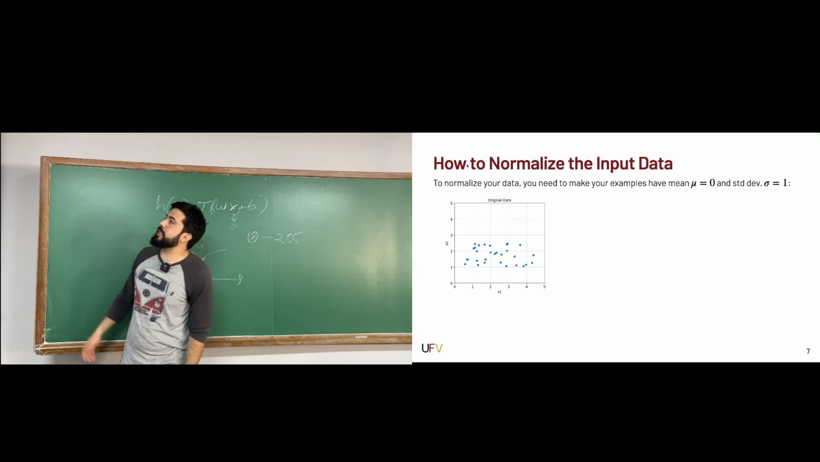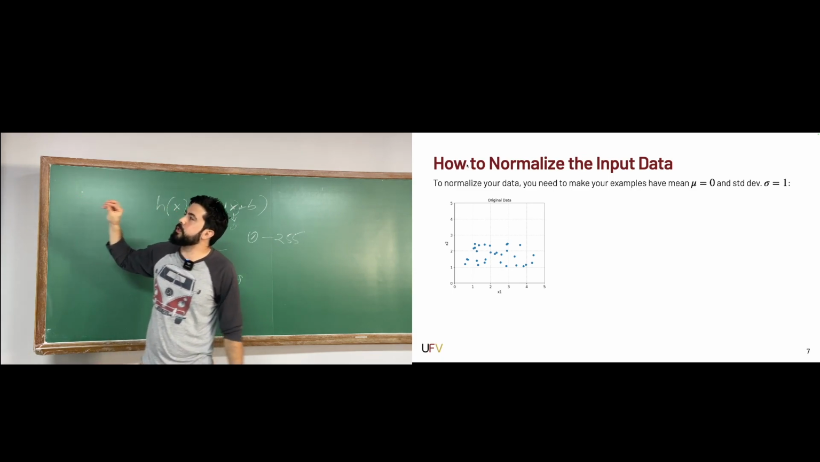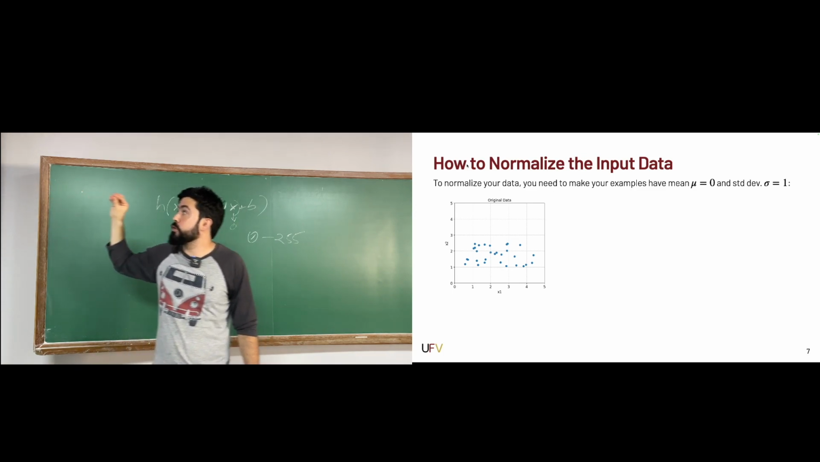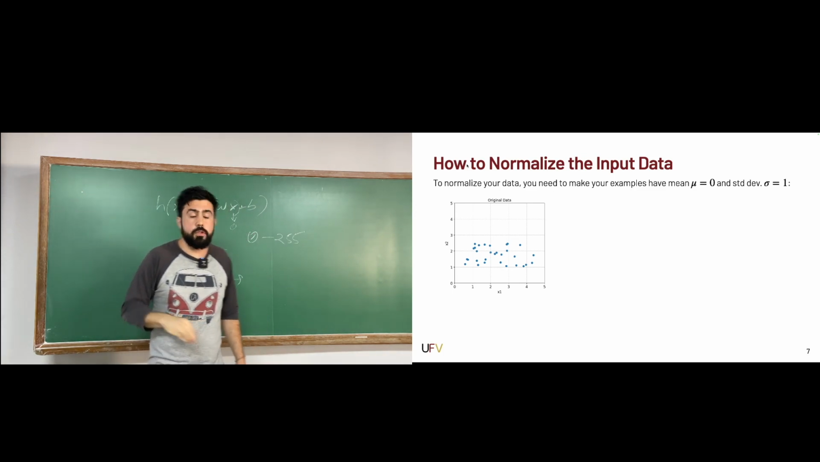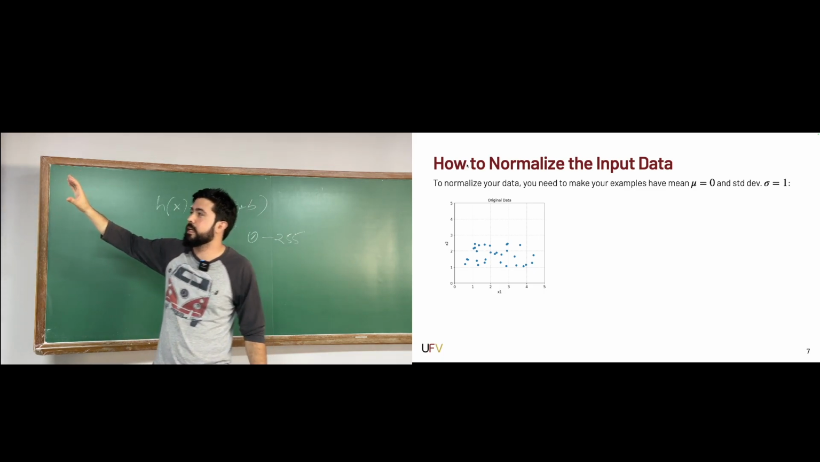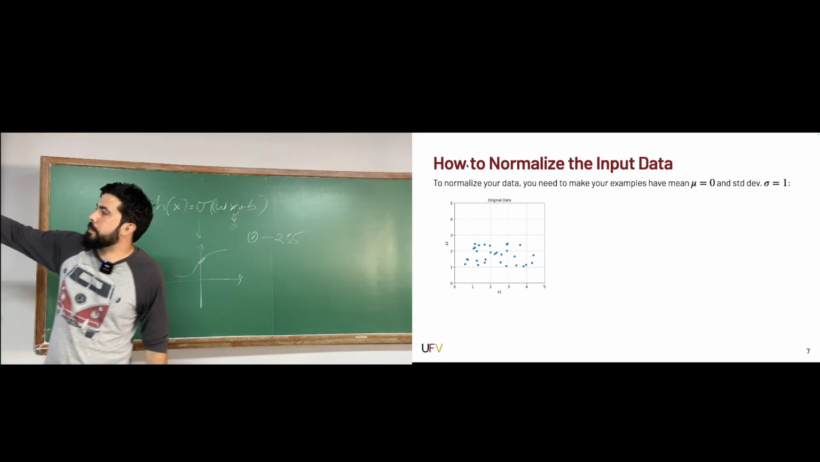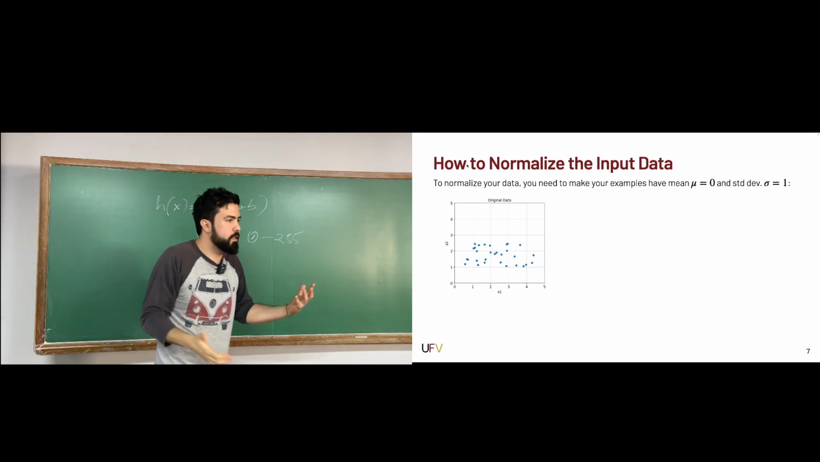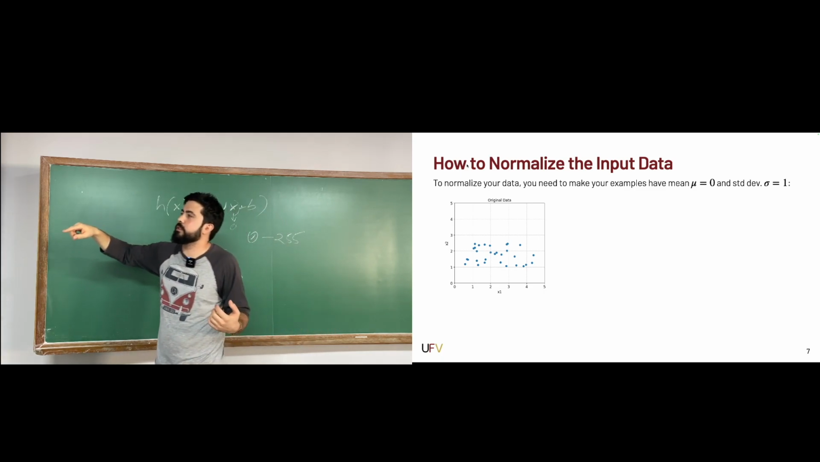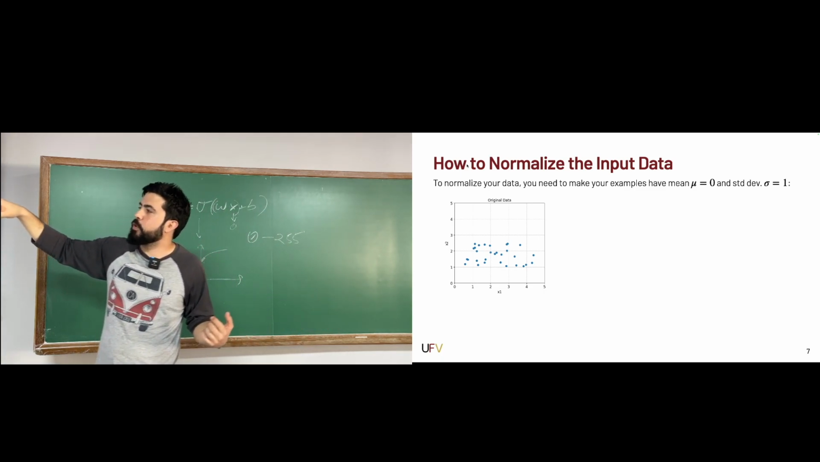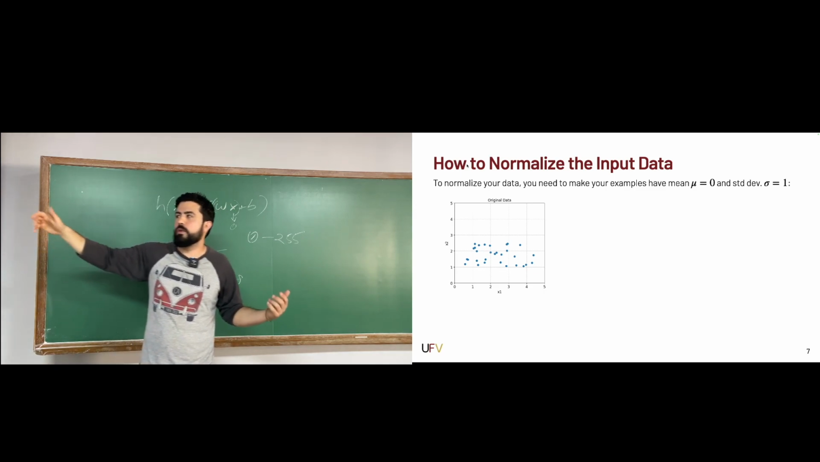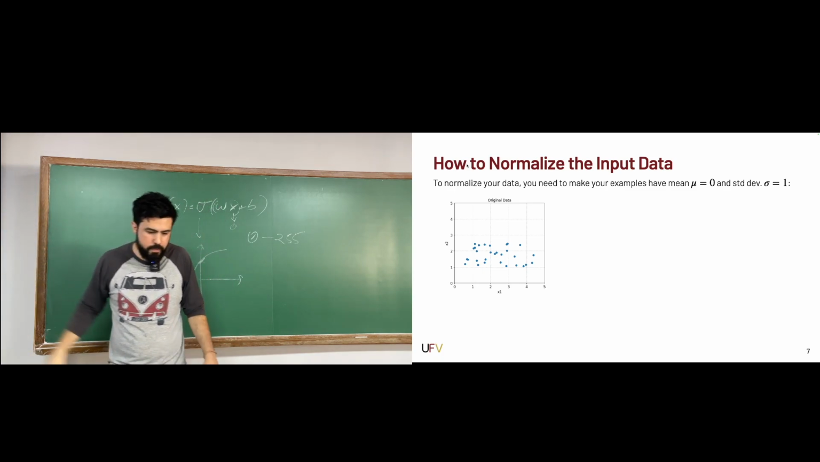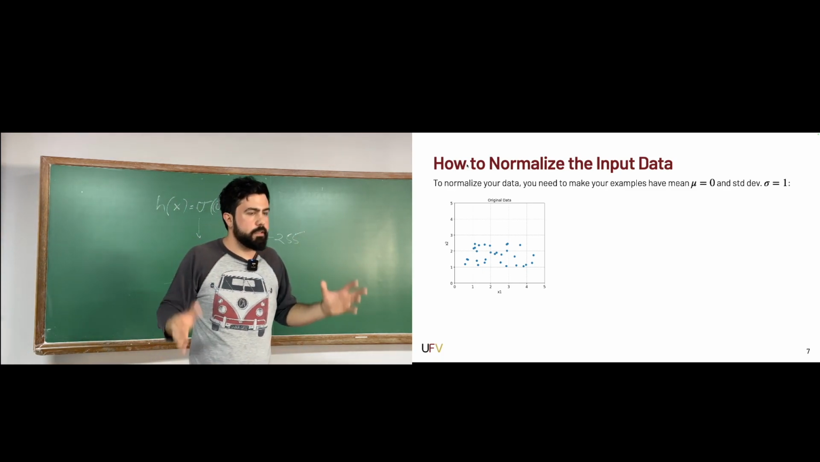So how do you normalize the input data? What we want to do is have all our examples have mean equal to 0 and standard deviation equal to 1. So here's an example of a synthetic data set. Here you see there are 2 dimensions, x1 and x2, so it has 2 features. It doesn't matter what those features mean. Feature x1 ranges from 0 to 5, and x2 ranges from 0 to 3. So that's the original scale of the data.